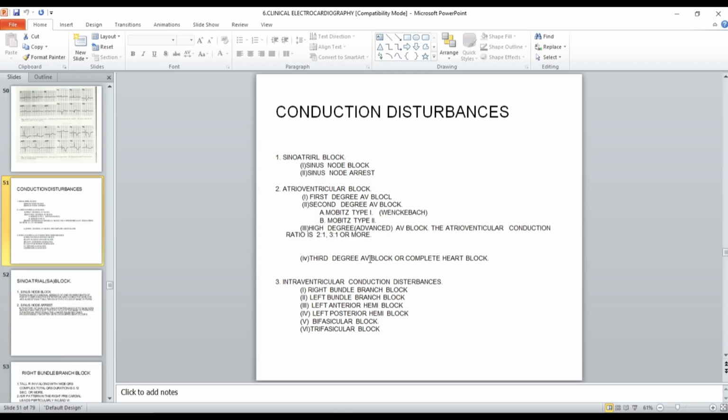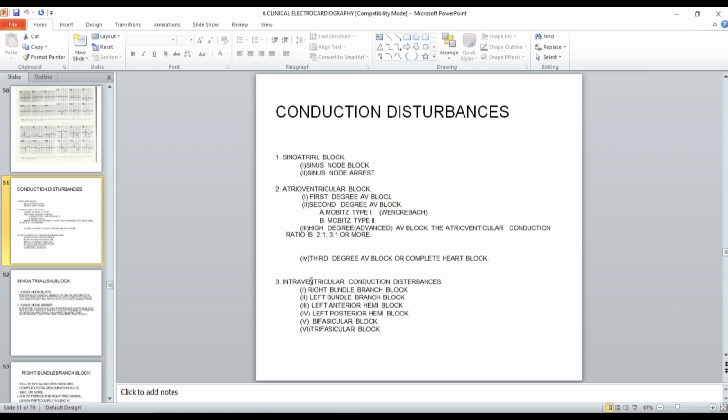Third degree heart block is complete blockage of the atrial impulses to the ventricle. The atria contract at their own rate and the ventricles at their own rate. There is no relation between the atria and the ventricles, and the atrial rate is more than the ventricular rate. In this conduction defect, the PR interval will be variable and the RR intervals will be equal.